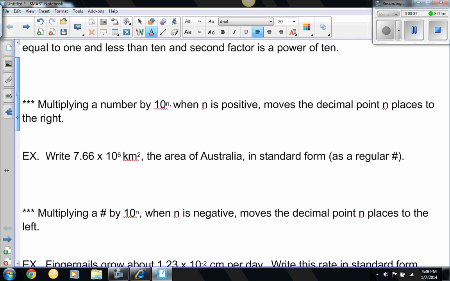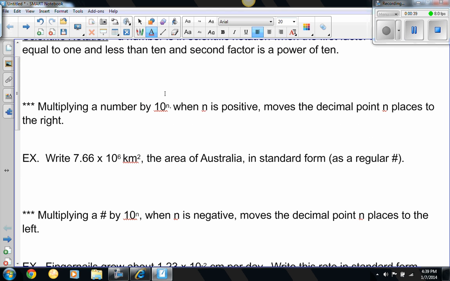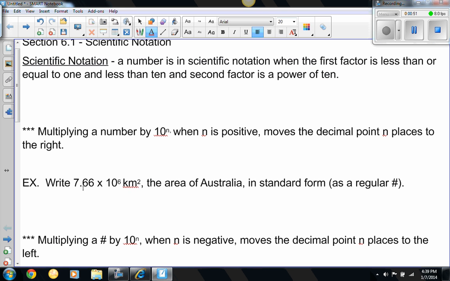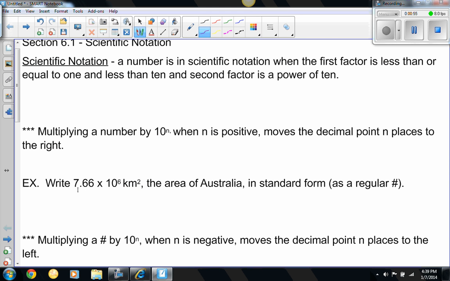So rule number 1: multiplying a number by 10 to the n power, that's an exponent, when n is positive, moves the decimal n places to the right. Okay, so here's our example. If I'm going to write 7.66 times 10 to the 6th square kilometers, which is the area of Australia, in standard form. Now, standard form just means write it as a regular number looks.